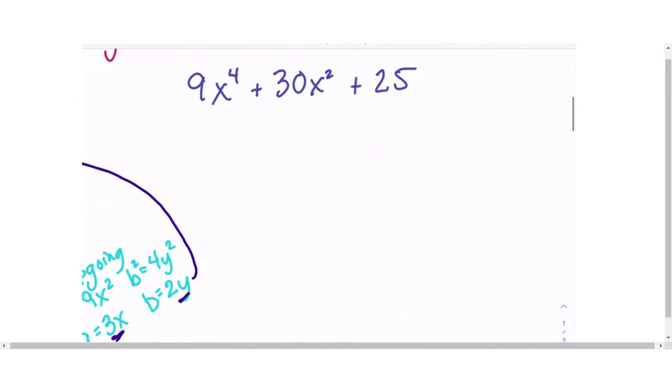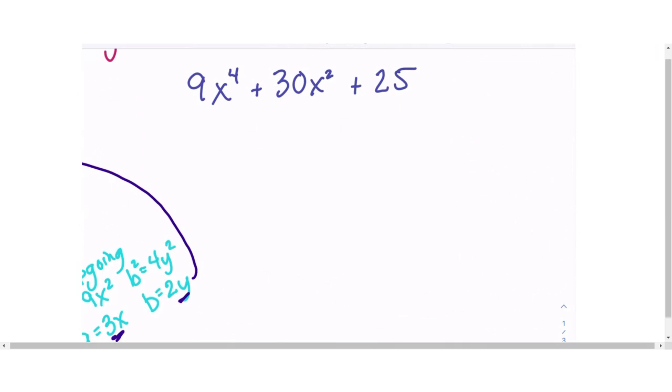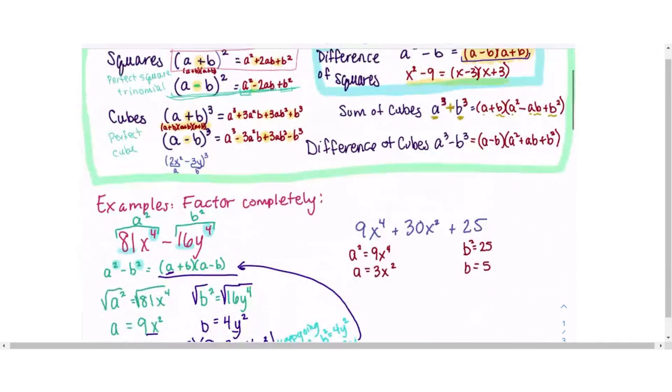So now we're going to do this one. This one also follows one of those patterns that we have above. So let's just look at this. So first of all, I look at the first and last term of this. Let's do it in red. I can see that if I said that a squared was equal to 9x to the fourth, then a would be 3x squared. And then if I said that b squared is equal to 25, then b is equal to 5. Now let's look and see which one had that type of pattern.